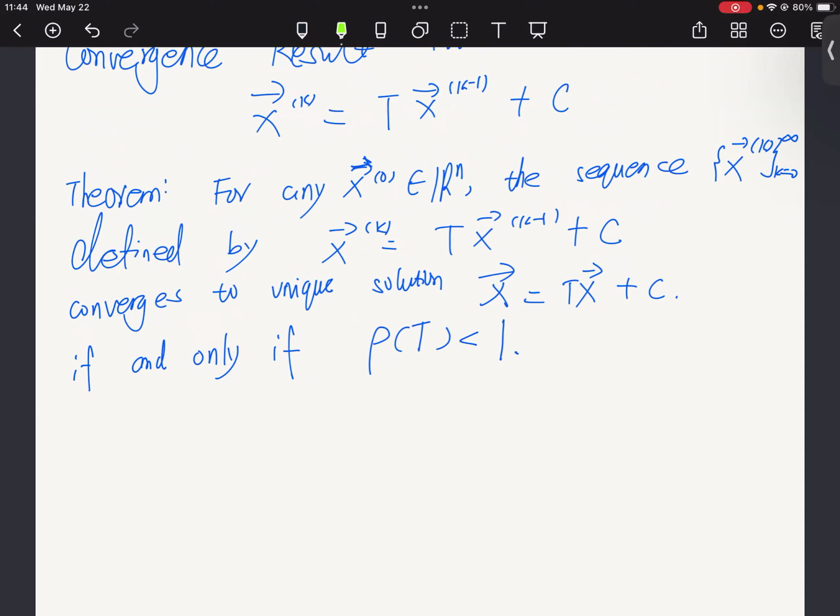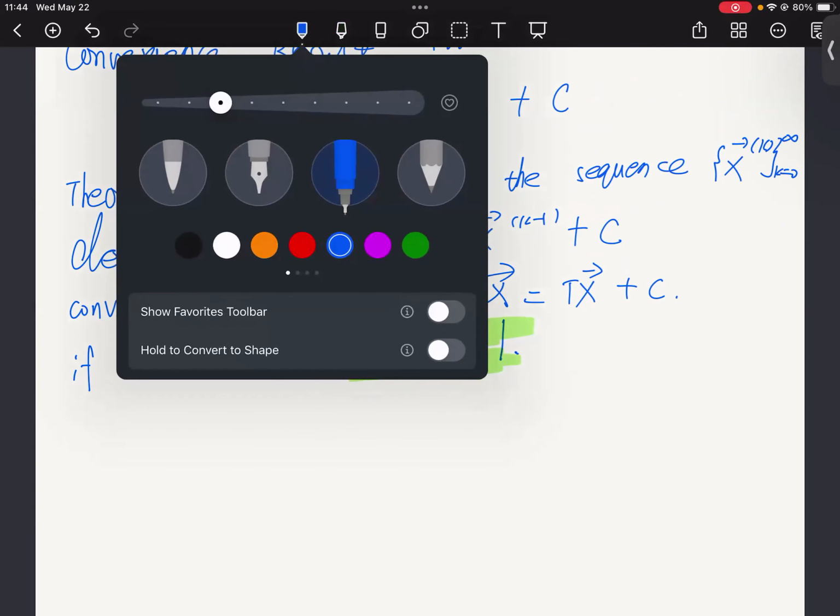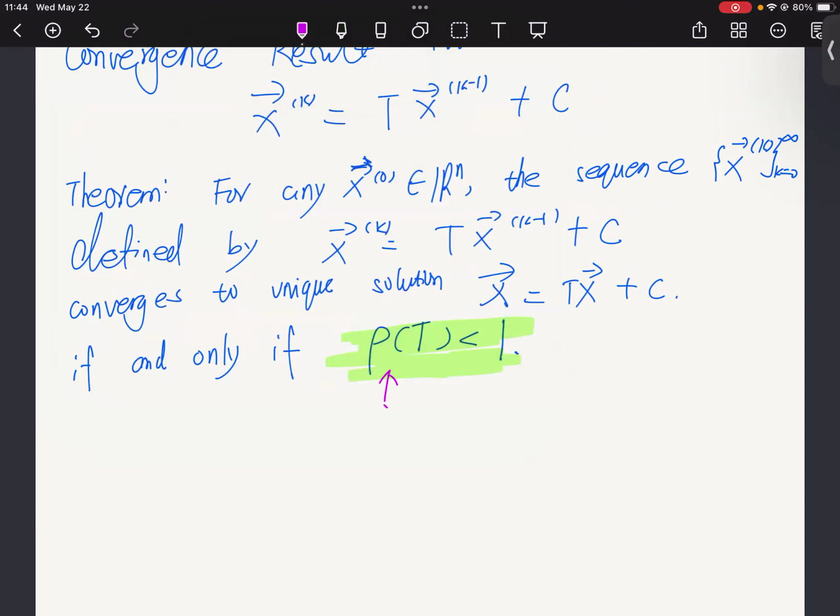It's about the spectral radius of the T matrix, and it should be less than 1. I know a lot of you are wondering what is rho T. This is the spectral radius of T, and it's related to the norm of the matrix. I'm going to give you one example here.